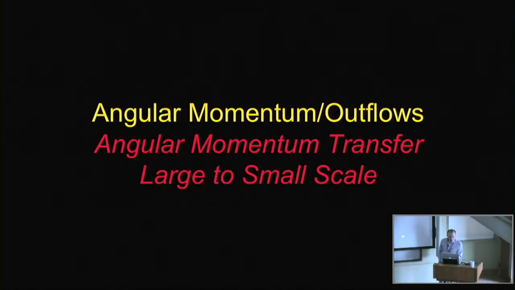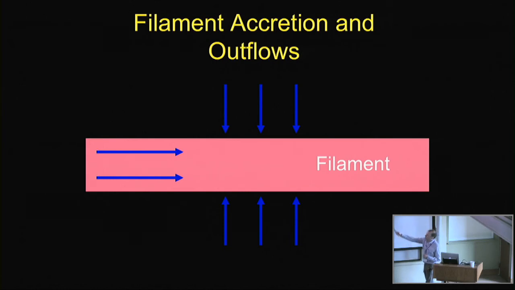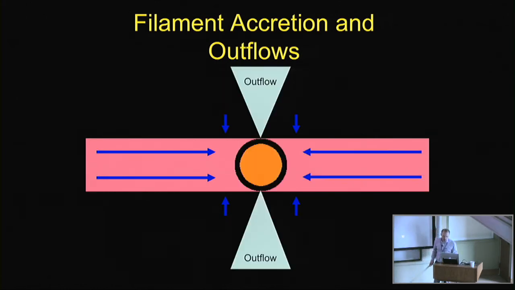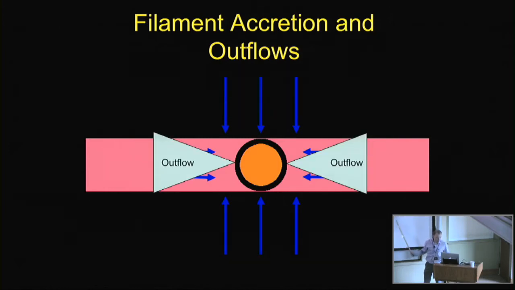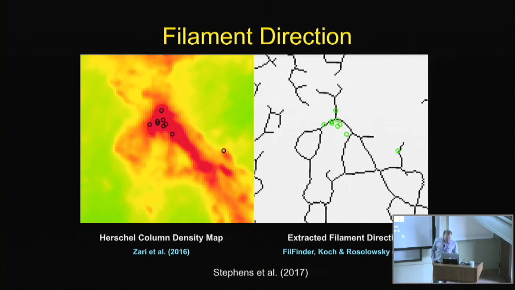All right, so the last topic I'm really going to talk about, and maybe a few others if I have time, is: does a protostar inherit angular momentum for its outflows from its natal filament? If you have a filament, you might have multiple flows going through the filament. And for a star that's forming in there, the mass that's accreting on it could cause some kind of vorticity, and outflows could be made perhaps perpendicular to the filament or parallel to the filament. So one thing you can do is just compare the filament position angle with the outflow position angle. And if we get a Herschel column density map, we can fit the filamentary direction of all the different sources.